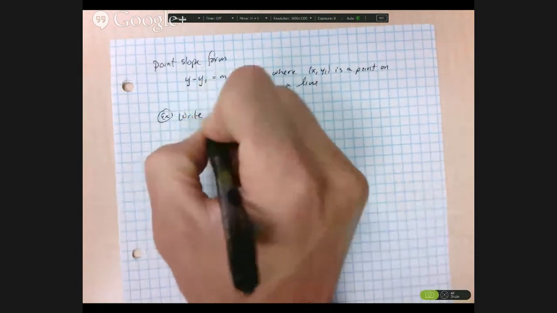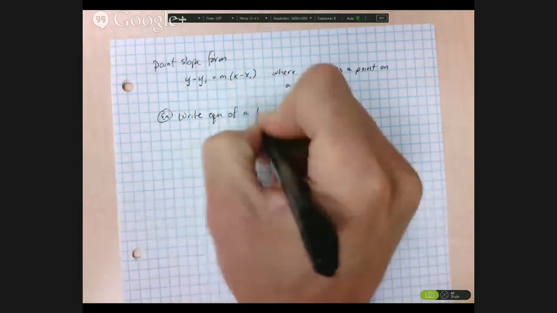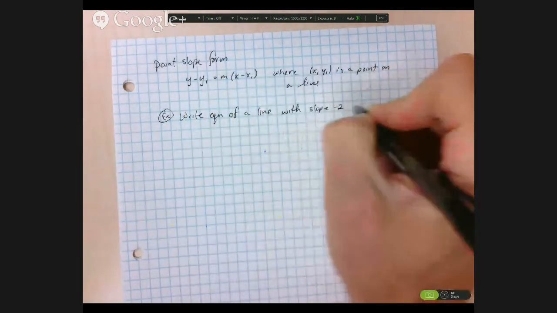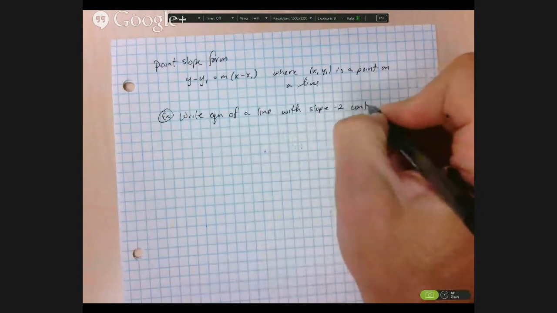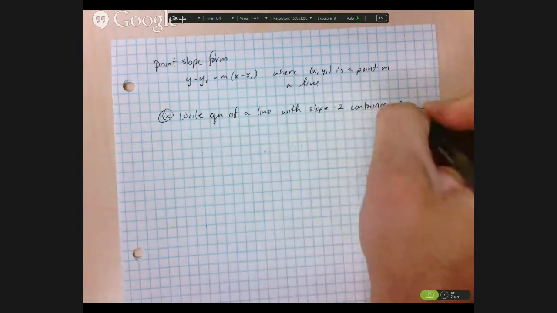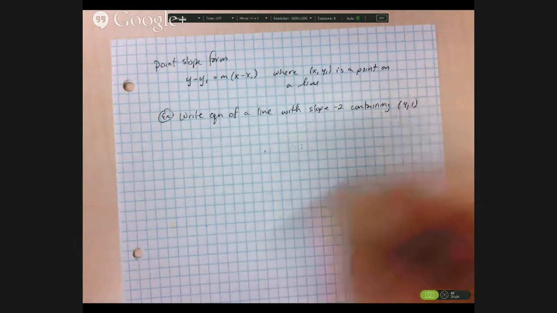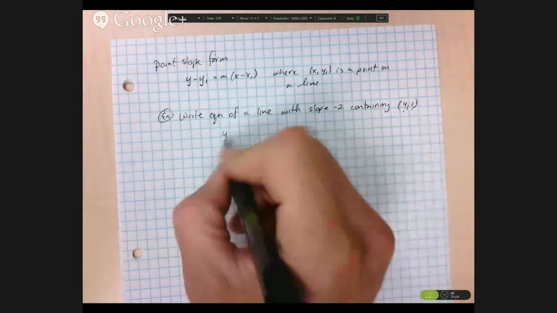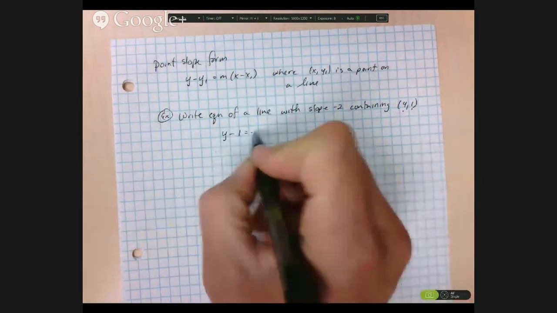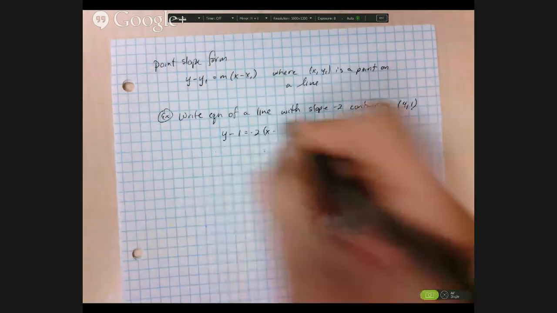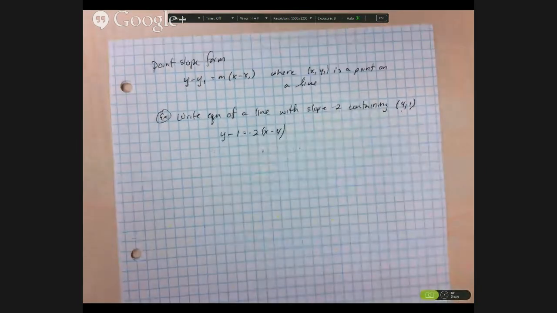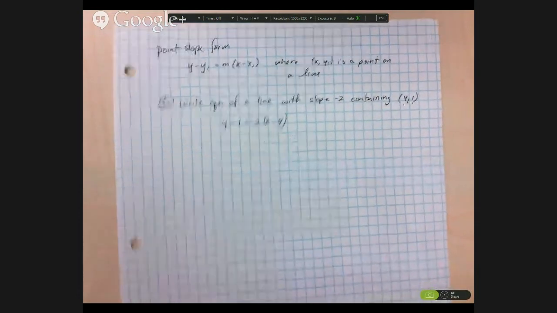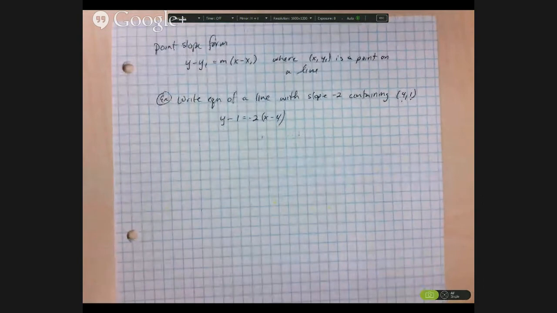Okay, so write the equation of a line with slope -2 containing (4, 1). So I have x1 and y1 and m. Done. Don't edit it. Editing that can just lead to algebra mistakes. The people at the AP with the test, they know what they're doing. They grade them properly. Okay.